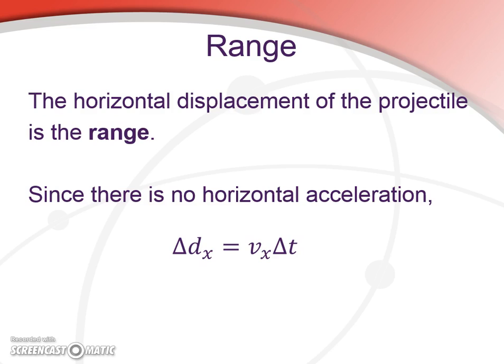Now, another important parameter of a parabola's or a projectile's path is the range. And the range is defined as the horizontal displacement of the projectile. And it's given by a very simple equation that we've seen many times before. Since there's no acceleration in the horizontal direction, the range is just the velocity in the x direction times the duration of the experiment. That's worth examining again. We have a very, very simple way to describe the movement in the x direction.